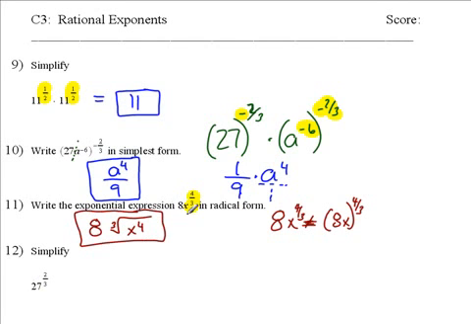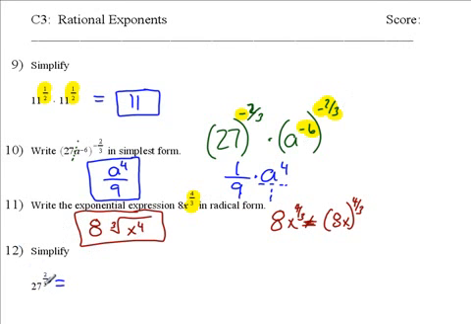Make sure you don't mess with the 8 unless the 4/3 actually needs to get to the 8 based on some parentheses or some power of its own. Like on number 27, or number 12, the 27 is actually being operated on by a 2/3. There's a 2/3 power right on the 27. So let's go ahead and work on 27.